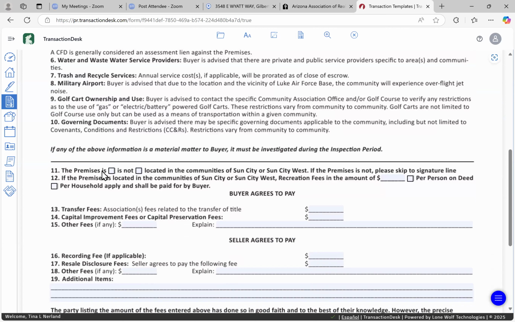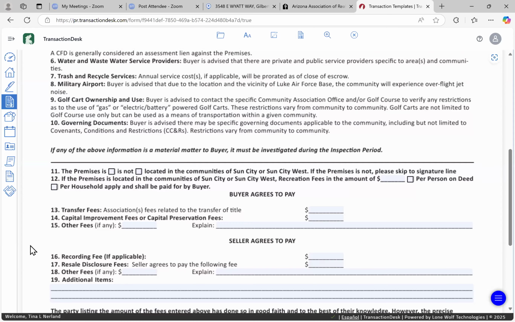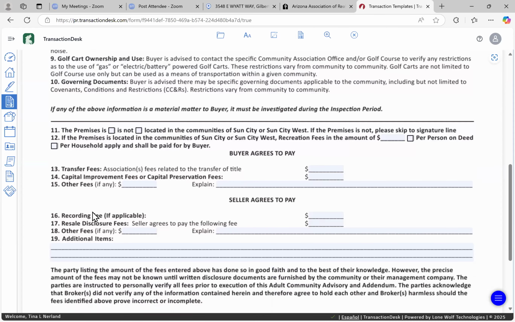Is the premises located or not located in the community of Sun City or Sun City West? If the premises is not, please skip to the signature line. If it's located within the community, recreation fees in the amount of, and it's per person on the deed or per household, apply and shall be paid by the buyer. The buyer agrees to pay the transfer fee, capital improvement fee, or any other fees. And again, this might be duplicate information that you're pulling from the HOA addendum, and that's okay. You still need to fill this out. If there are any recording fees, resale disclosure, other fees, anything like that, that would be noted here. And this is what the seller agrees to pay.